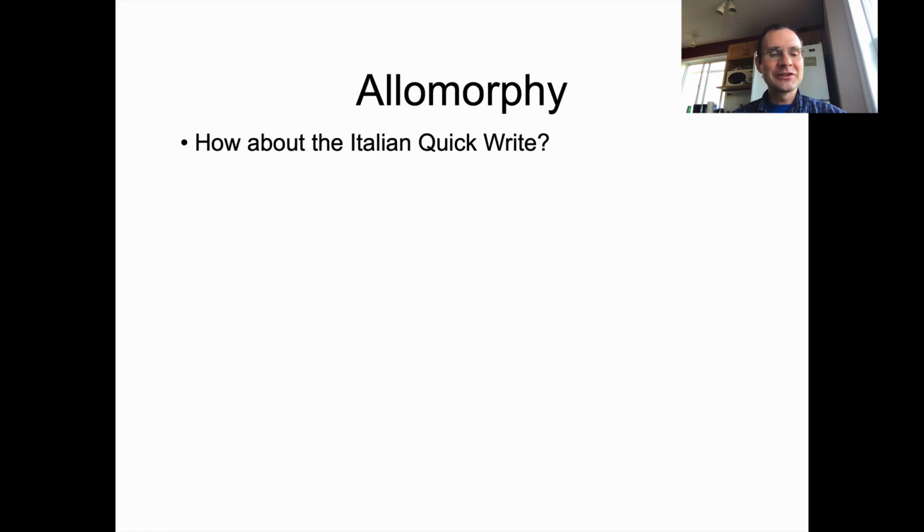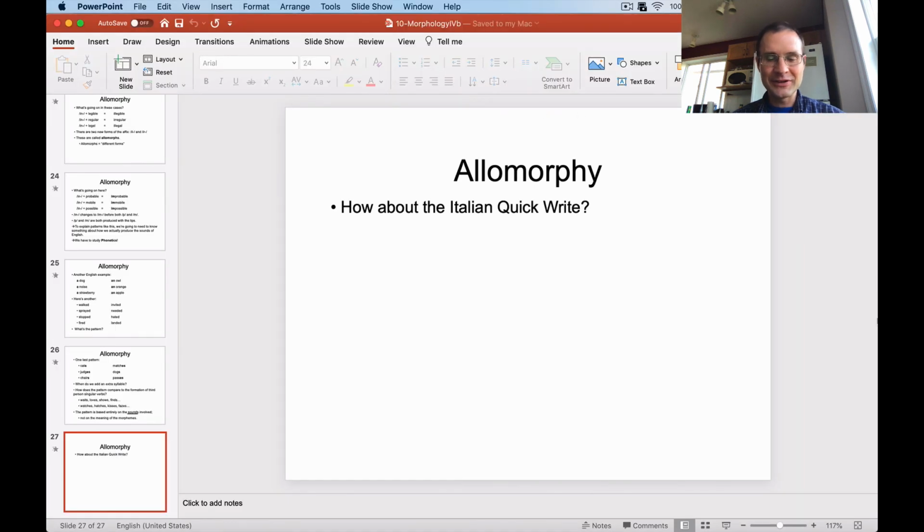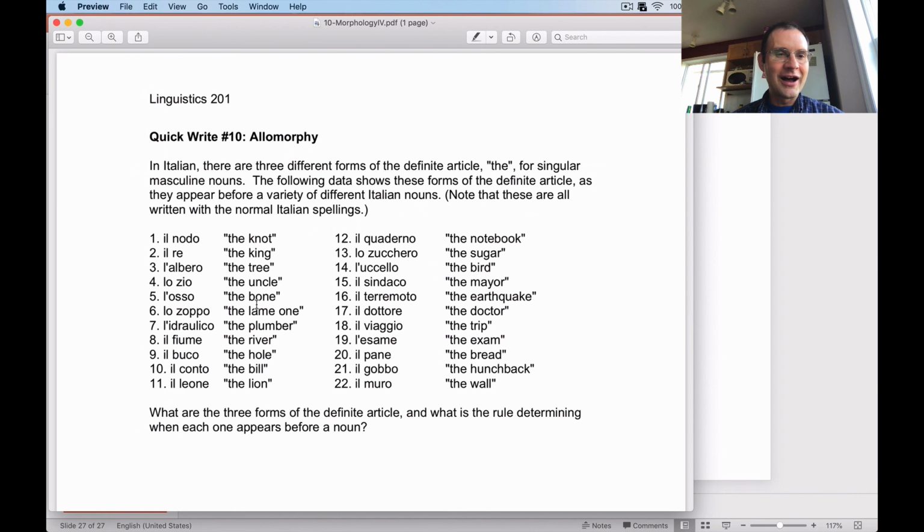And I have a little slide here about the Italian quick write, but as long as we're here, we'll walk through it quickly. I lost my little quick write. So what's going on here? We've got 3 forms of the definite article. Sometimes it's il, sometimes it's la, and sometimes it's lo. And hopefully you can see that you just get the L apostrophe form when it appears before a word beginning with a vowel. This is sort of like an in English. Otherwise, normally you get il, like il nodo, il re, il sindaco.